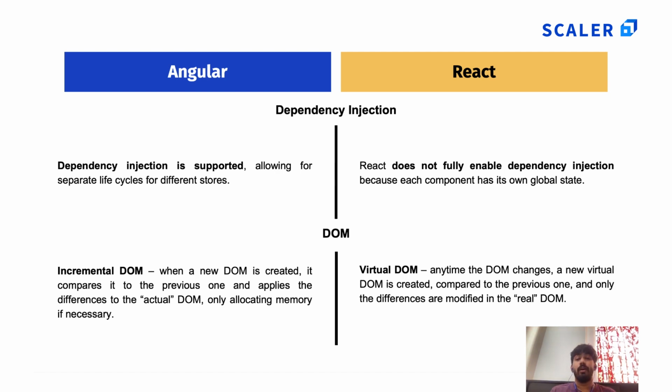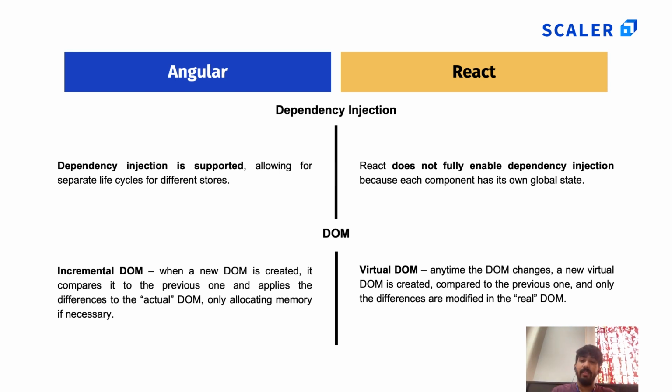Coming to the next one, which is dependency injection. Dependency injection is supported in Angular, allowing for separate life cycles for different stores, but React does not fully enable dependency injection because each component has its own state. So it basically means one object is dependent on another object in order to do a particular action. Only if the second object changes, the first object will be affected. So the first object will need the second object's input in order to work.